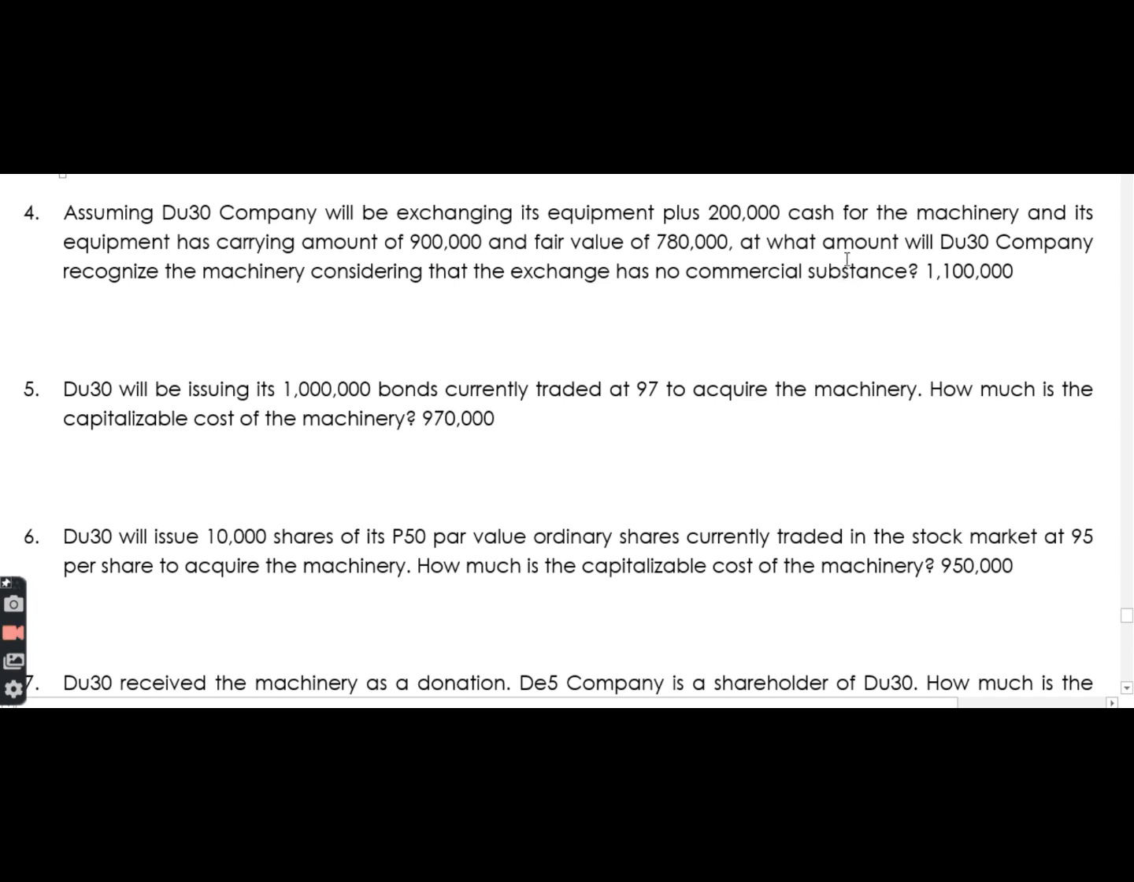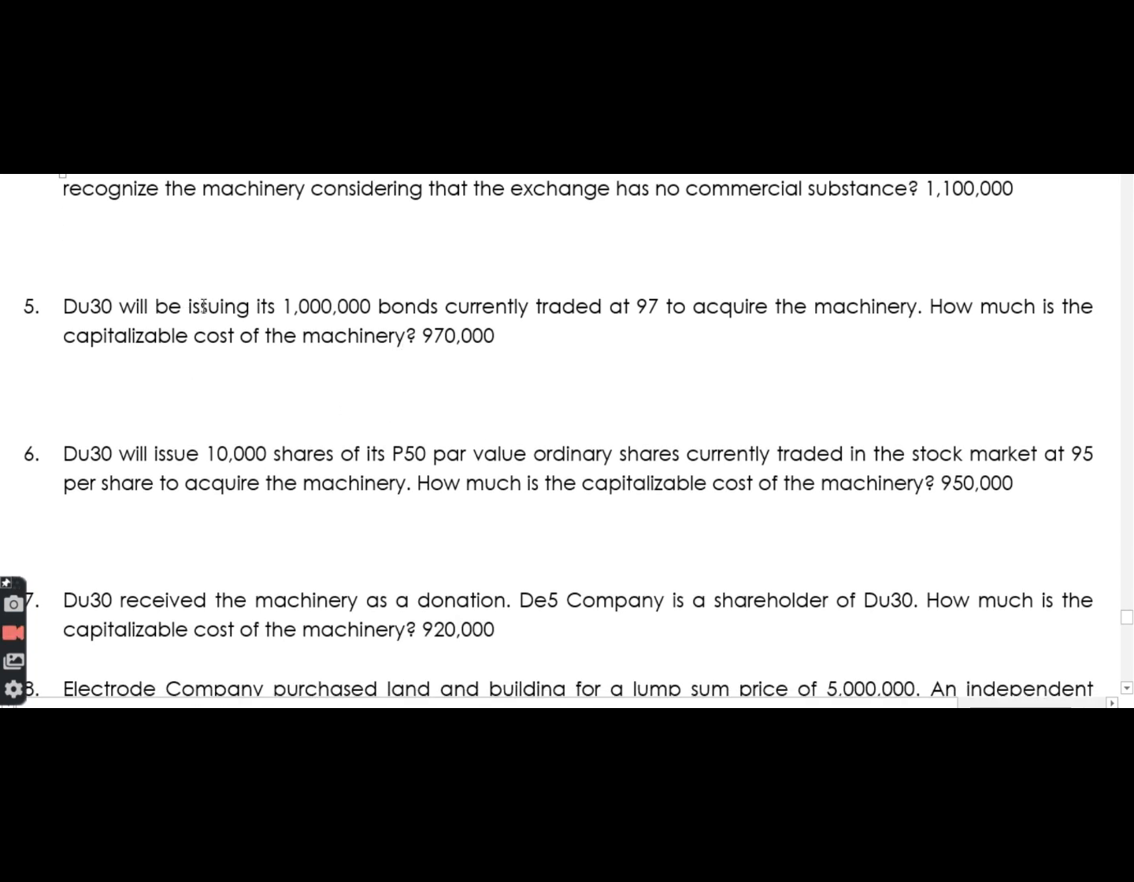So kung walang commercial substance, okay, edi kukunin mo lang yung carrying value plus yung cash na ibabayad mo. So 900 plus 200, so that's 1.1 million. Okay? Next, Duterte will be issuing its 1 million bonds currently traded at 97 to acquire the machinery. How much is the capitalizable cost? Okay? So in that case, kukunin mo lang yung fair value of the liability issued kasi wala namang binigay na fair value of the asset received.